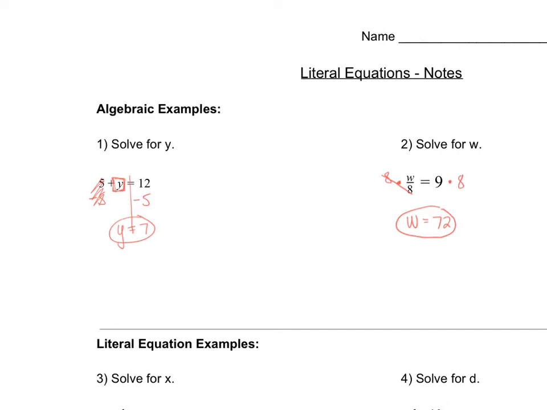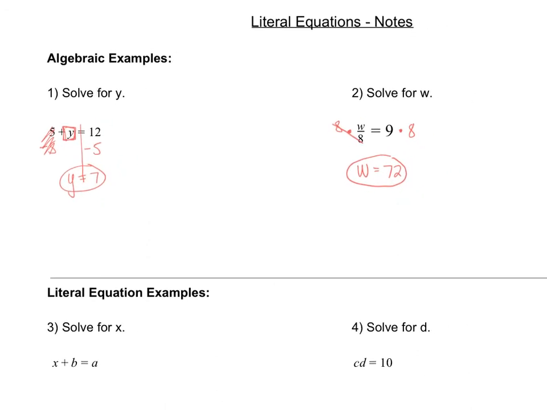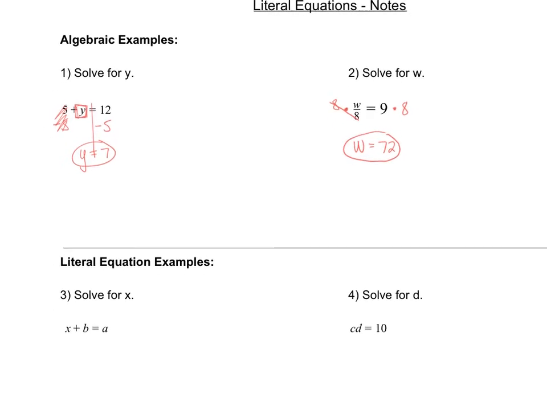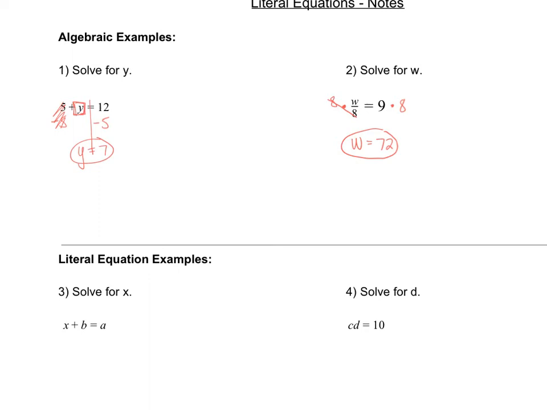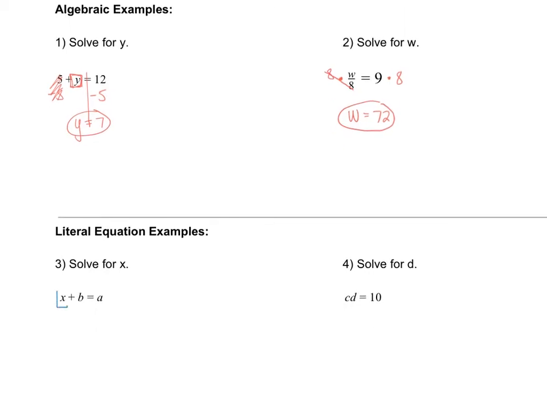Now we're going to move on to examples where there might not be as many numbers, there might just be letters involved. So these are some definitely different examples, things you haven't seen before. So let's look at number 3. Number 3 is very similar to what we did in number 1. So this one asked us to solve for x. I like to put a little box around the one I'm trying to solve for. That's the one I want to try to get by itself. What that means is I want to move everything over to the other side of the equation to get x by itself.